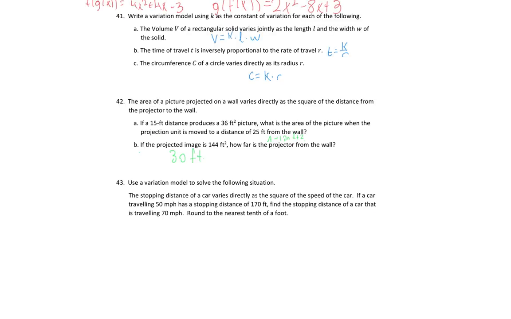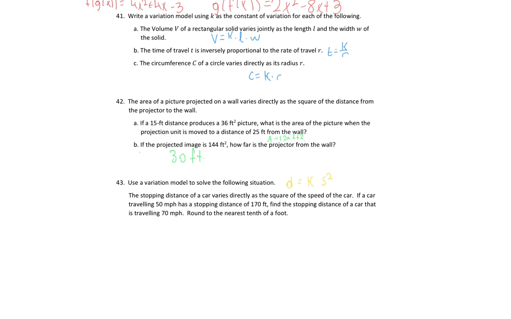So for the next one, we once again need to use a variation model. The stopping distance of a car varies directly to the square of the speed of the car. So it means that the distance is going to be k times the square of the speed, so s squared. S is our speed. If a car is traveling 50 miles an hour, it's a stopping distance of 170. Find the stopping distance of a car that is traveling 70 miles an hour.